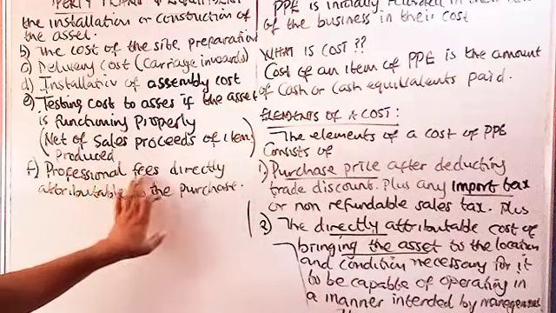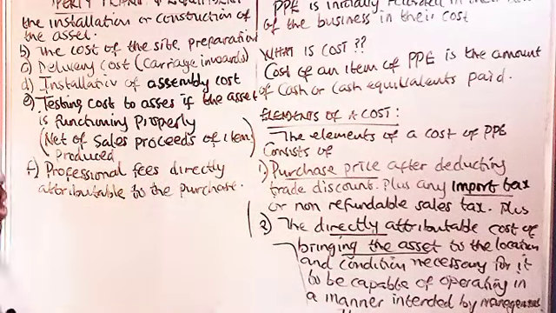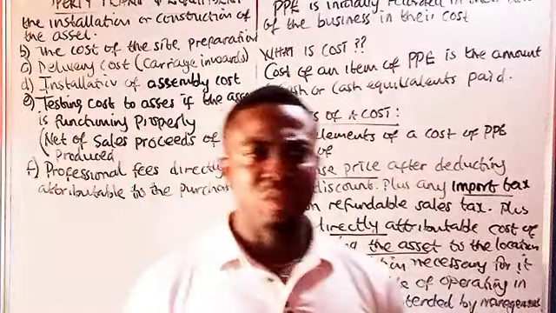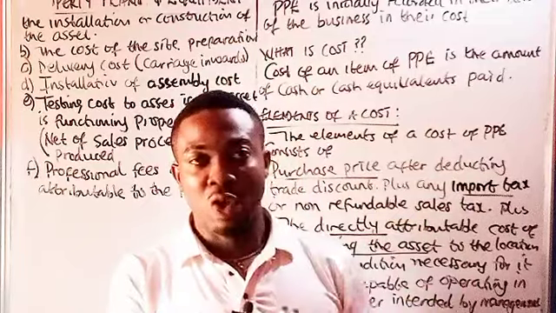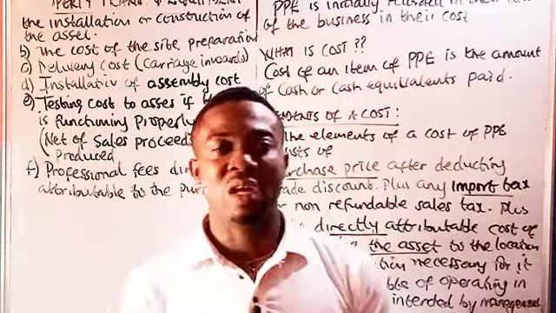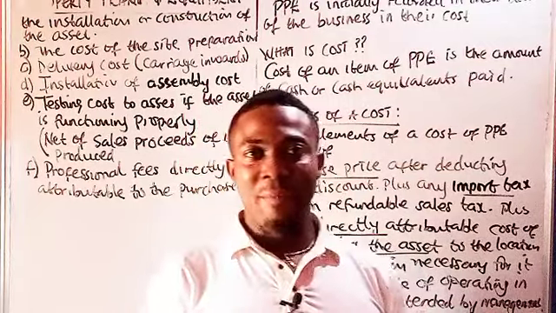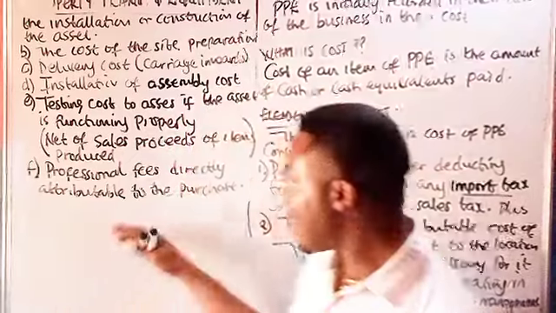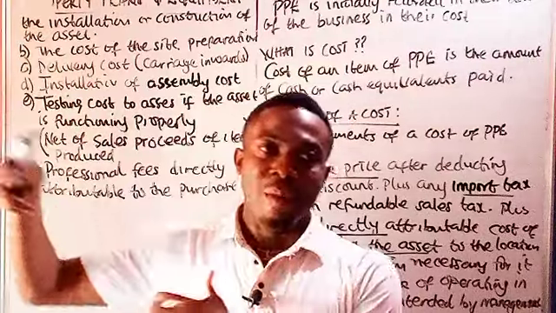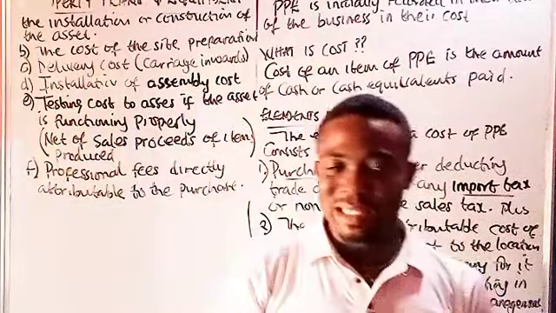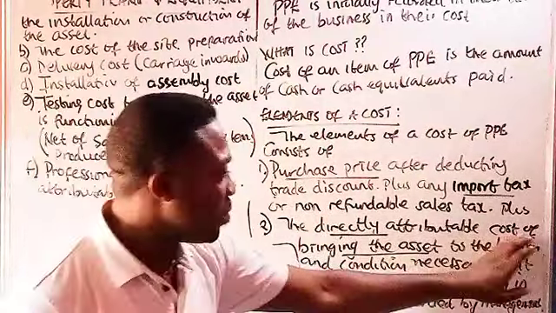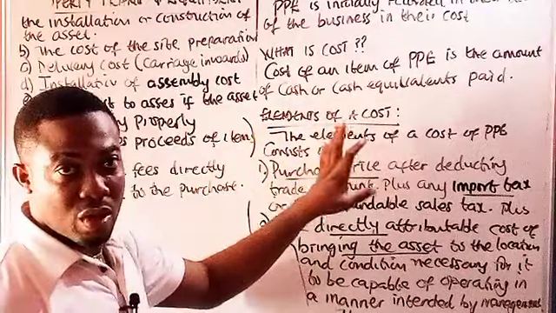Why F, we said professional fees directly attributable to the purchase. Professional fees, like consultancy fees, if it is something that the knowledge of its operation, its usage or its maintenance can only be given by a professional, so definitely we can consult that person. So the amount involved in consulting the person can be tagged as professional fees that are attributable, since the person is not coming for another item, but particularly for that asset. Okay, so that is the second. Remember, we said the directly attributable cost. That's the second element of a cost.